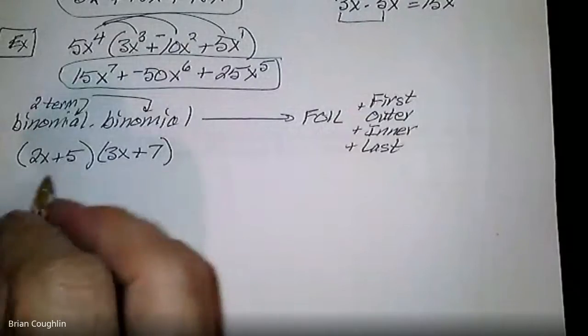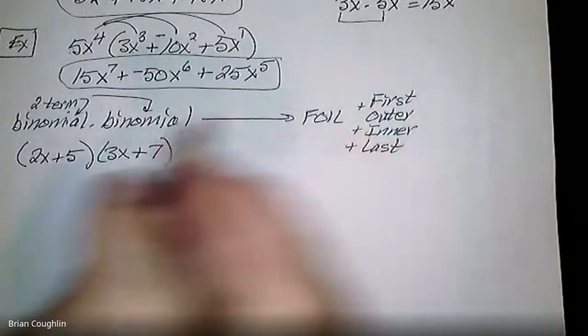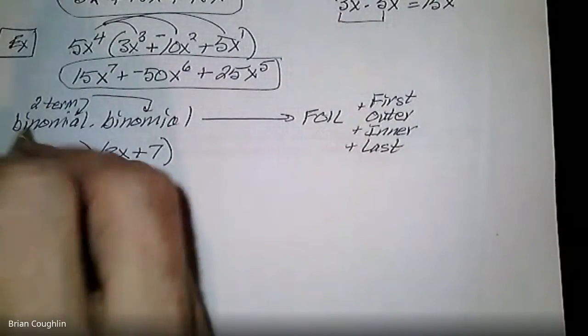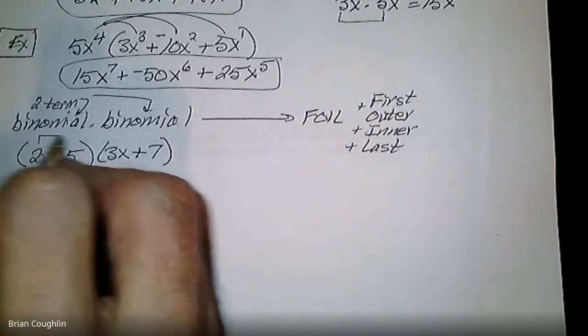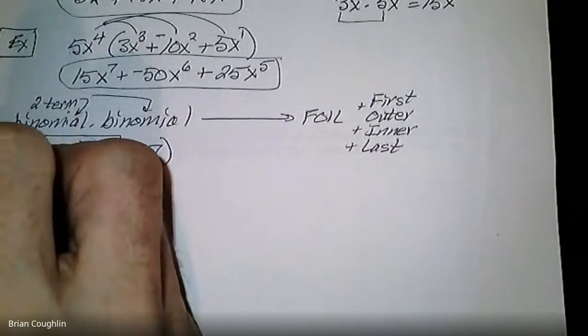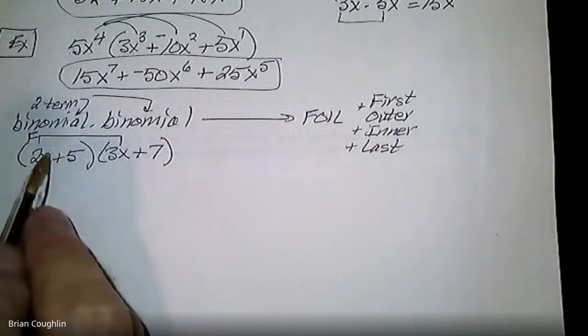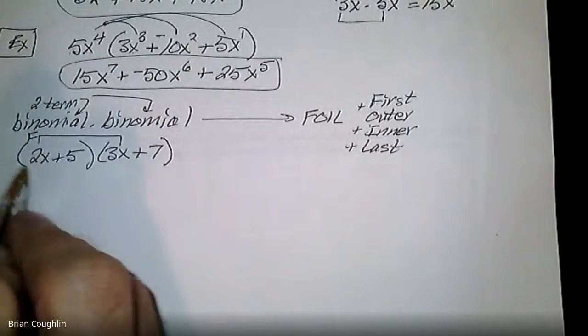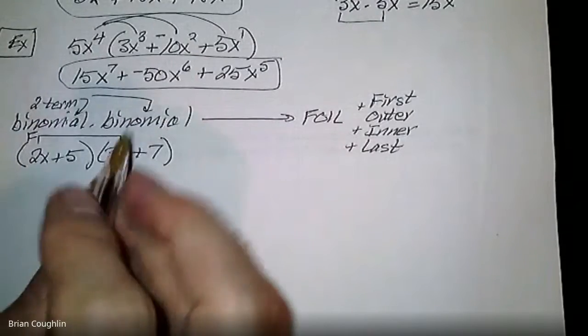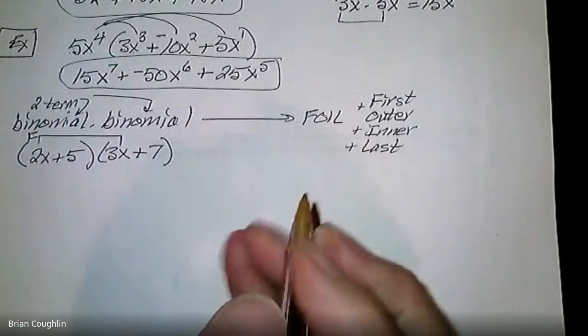So what does that mean? The first means you take the first from each. So 2x and 3x, I'm going to mark that F because that's the first pair. By the first pair, I don't mean the first parentheses. I mean the first thingy from each. In this case, 2x times 3x.